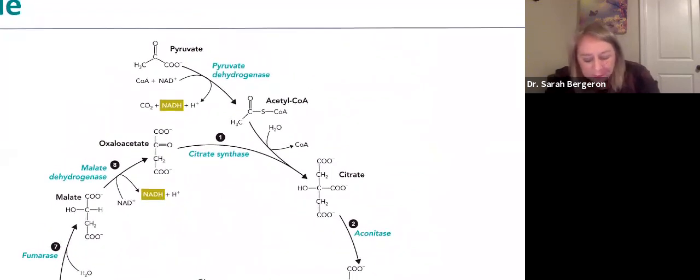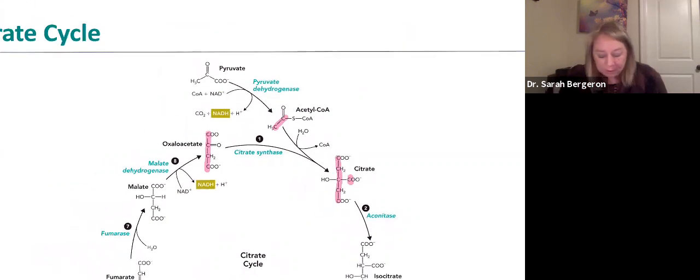We start out with something that is basically a 2-carbon molecule. And we attach that 2-carbon molecule to a 4-carbon molecule. And in that very first reaction, all you're doing is tacking the 2-carbon molecule onto the 4-carbon molecule so that you end up with a 6-carbon molecule. So you have 1, 2, 3, 4, 5, 6, right? So we have 6 carbons there.